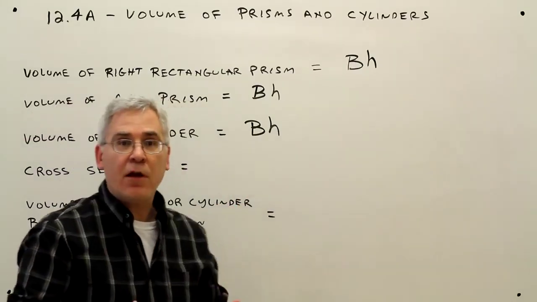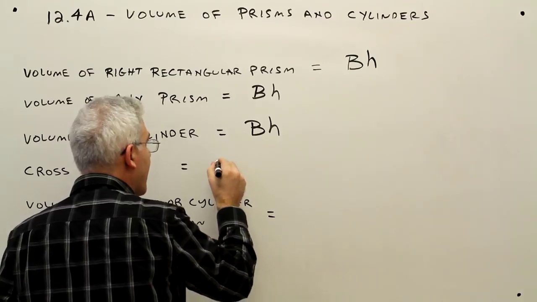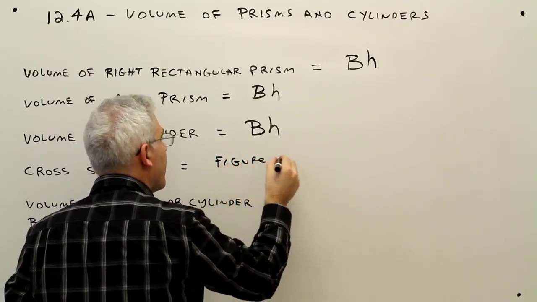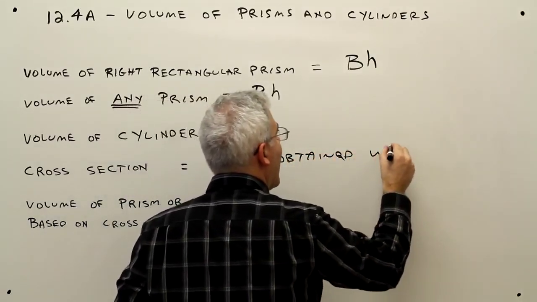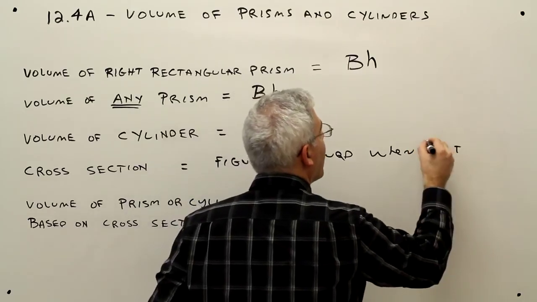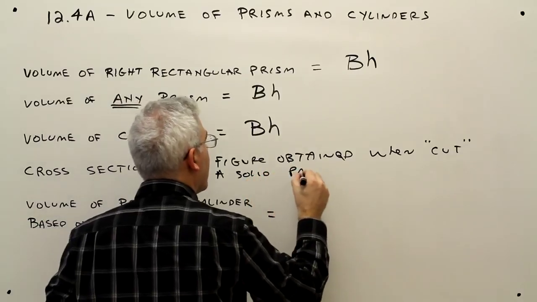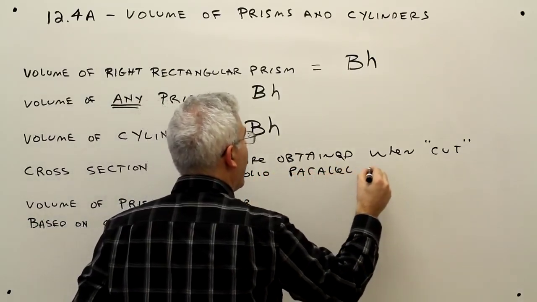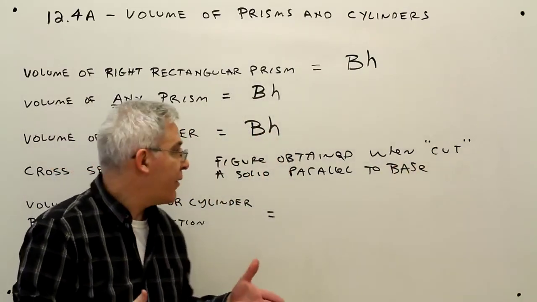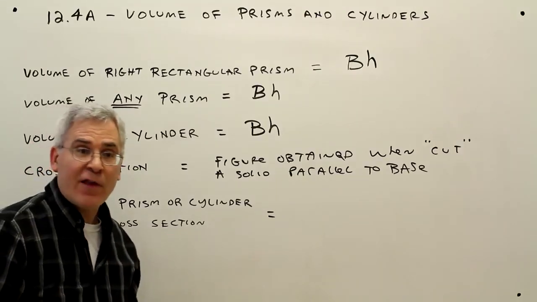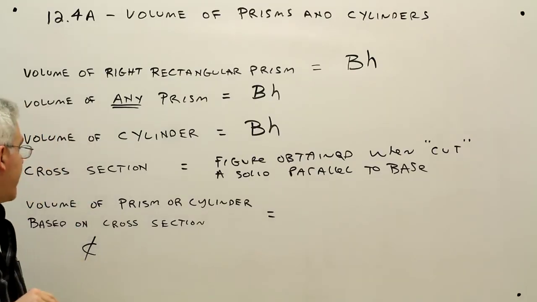So the cross-section, in our book, is the figure obtained when you cut a solid parallel to the base. Our book is going to use a certain symbol. For cross-sectional area, our book uses a C with a slash through it.